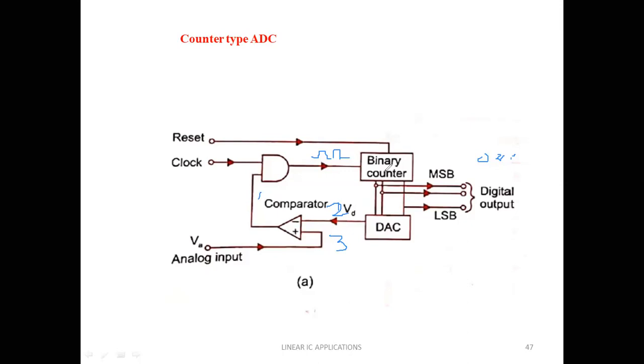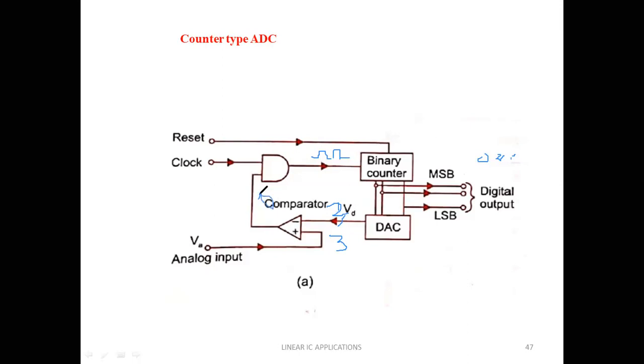So again the binary counter will count the number as 3. 3 means 0, 0, 1, 1. When it is 0, 0, 1, 1, the output of the DAC is 3 volts. Then both are equal, or almost equal. Therefore, the comparator output is 0.